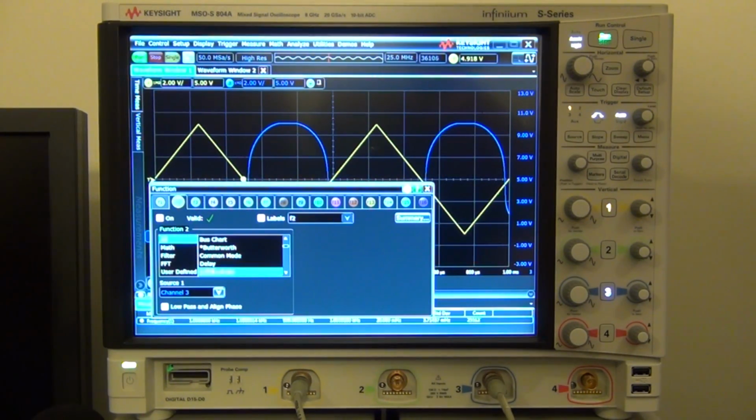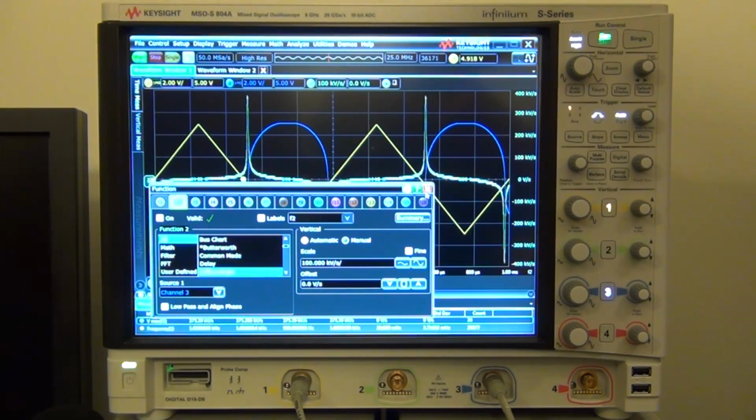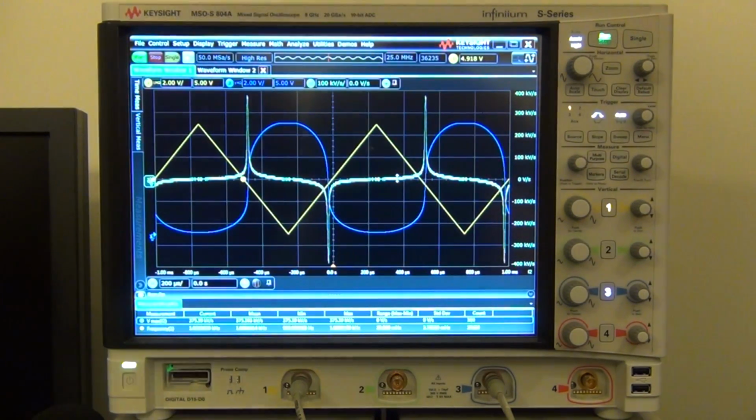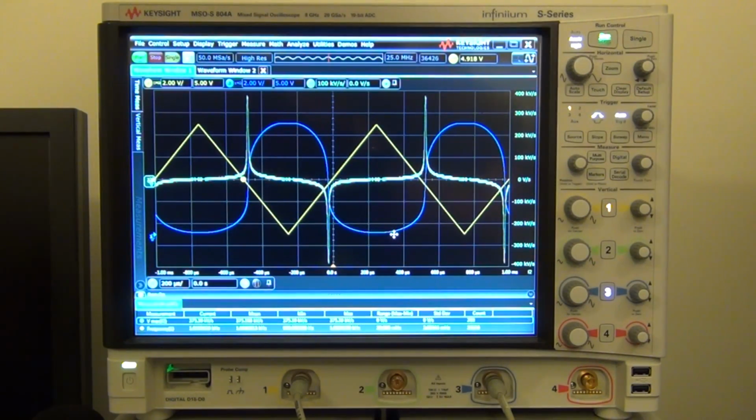Now one other thing we can do is we can go ahead and add a math function and take the derivative of the output, and that'll give us some additional insight into the gain of this inverter. So by essentially taking the derivative of channel 3, we can see the slope of the output of the CMOS inverter. And you can see that obviously where the slope is the sharpest has the highest value, and this is where we are interested to use it as an amplifier.